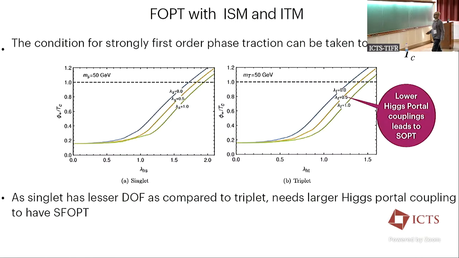first order phase transition. And if you compare the triplet and the singlet, what is happening is that the singlet has lesser degrees of freedom, so it needs more portal coupling; compared to here, the region is less than 1.5. Here you see the region is around 1.5. So the total number of degrees of freedom also matters in getting the regions corresponding to the first order phase transition.